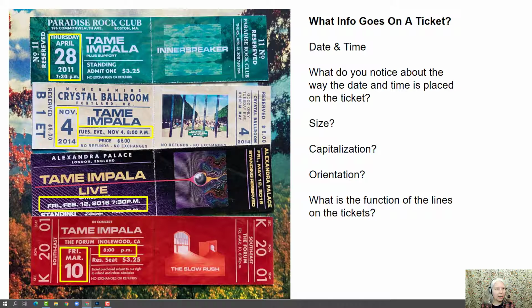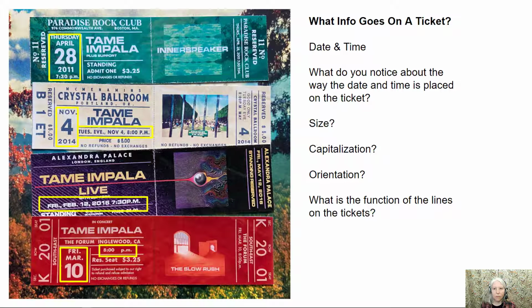I notice that a lot of times they use all caps, and sometimes the ticket is cut into little sections using lines, and the lines create separations between important parts of information. You'll also notice that the orientation of some of the text has been rotated so that it is vertical instead of horizontal.